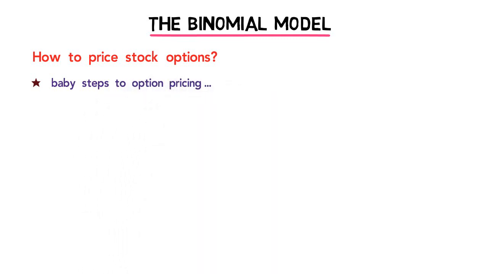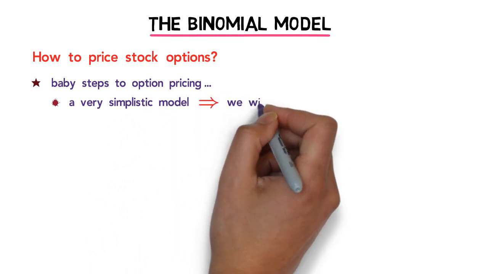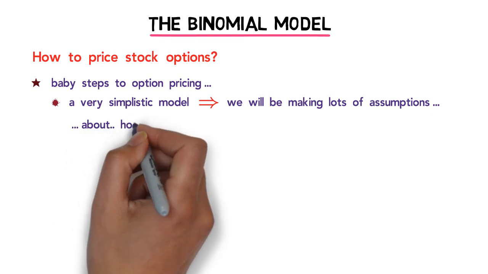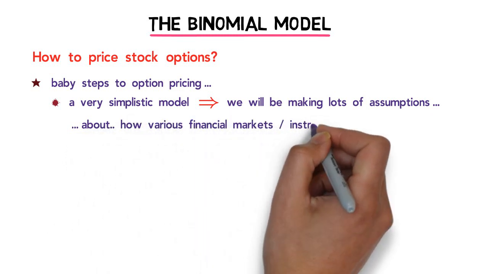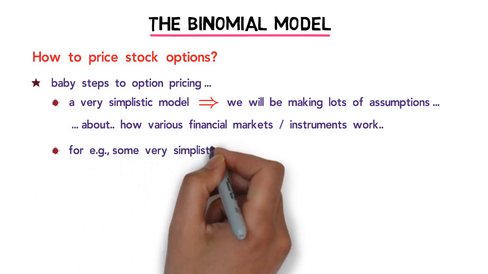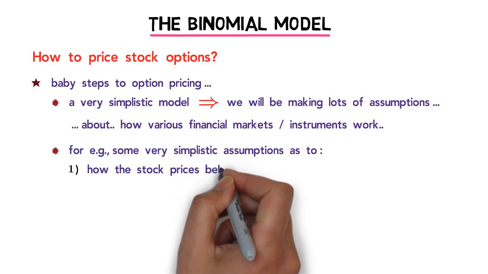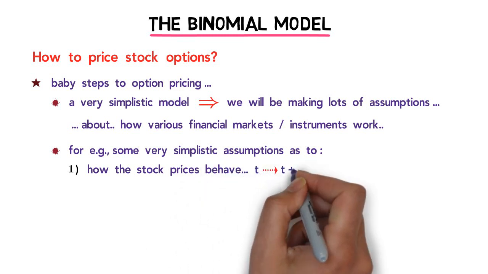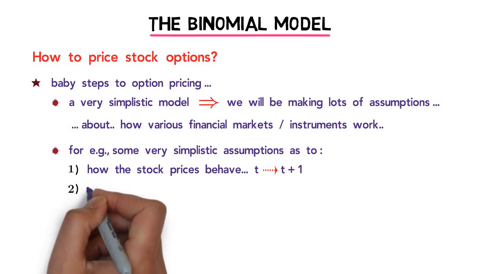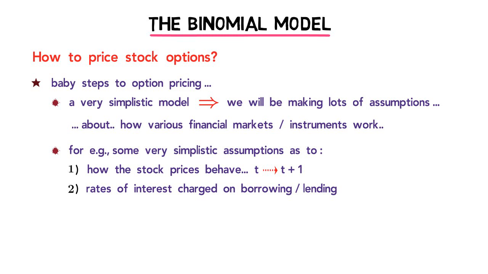What we mean by that is that this is going to be a very simplistic model, meaning we'll be making lots of assumptions about how various financial markets and financial instruments themselves work. So for example, we'll be making some very simplistic assumptions as to how the stock prices behave between, let's say, time period t and t plus 1. And how the interest rates charged on borrowing and lending behave.